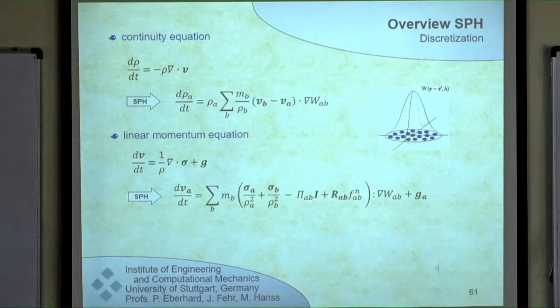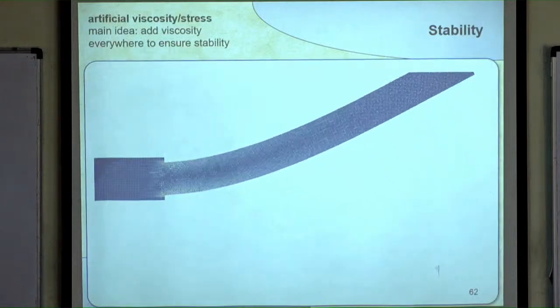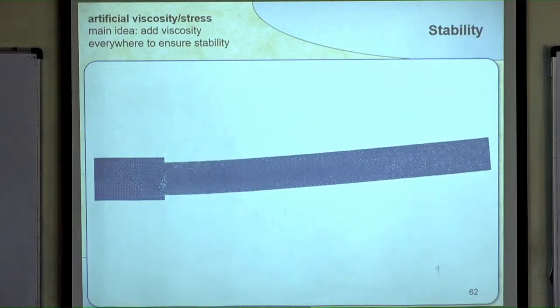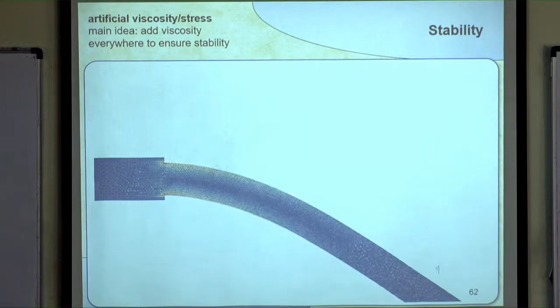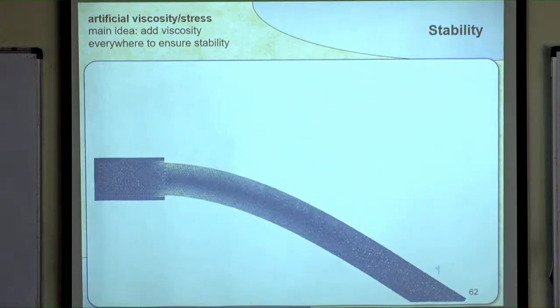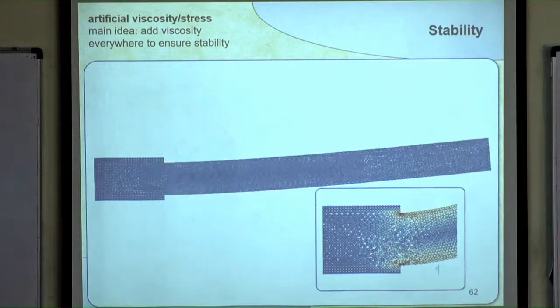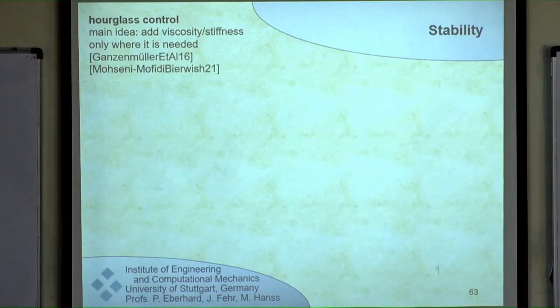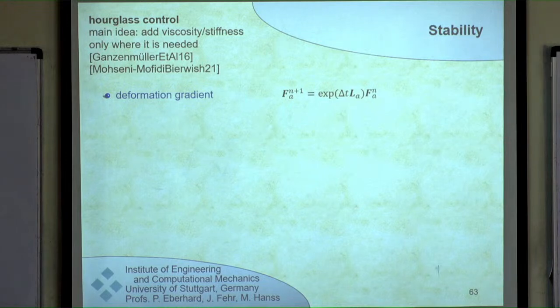You have, again, the continuity equation, the linear momentum equation. And then there are some tricks you can do. For example, introducing artificial viscosity here. Now, let's check what happened. Much better. Same situation. Now you can do more or less reasonable simulations. But still, it's a little bit annoying and not perfect. So we went back to our desk, thought harder. And then hourglass control was included.